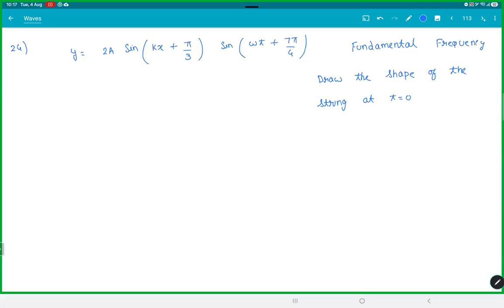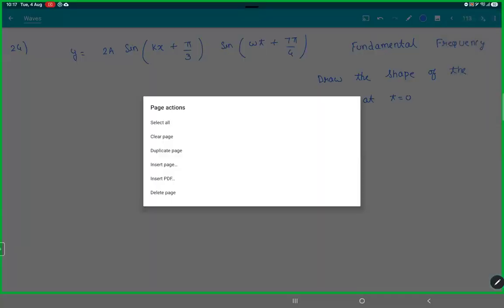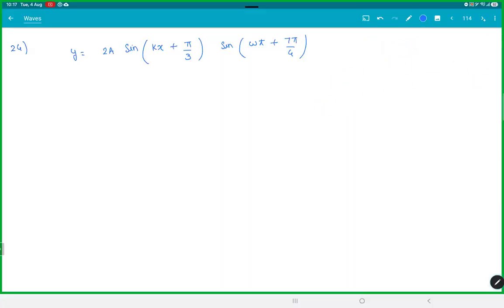Let's see. So start like this. What is the amplitude? Again, the equation looks scary, but go back to the fundamentals. What is the amplitude? Amplitude is 2a sine kx plus pi by 3. Simple thing. Start from the question.